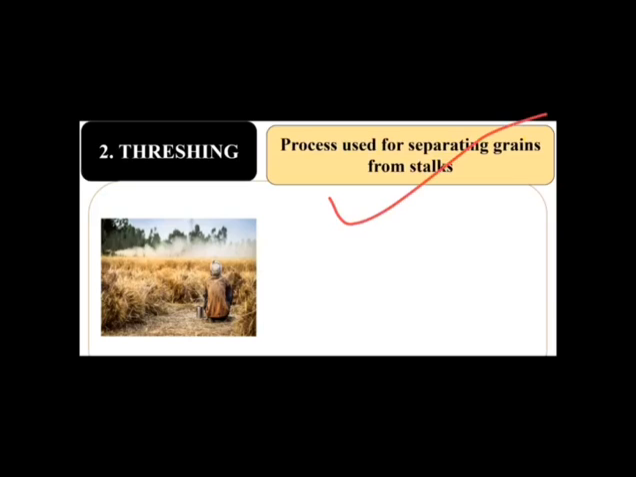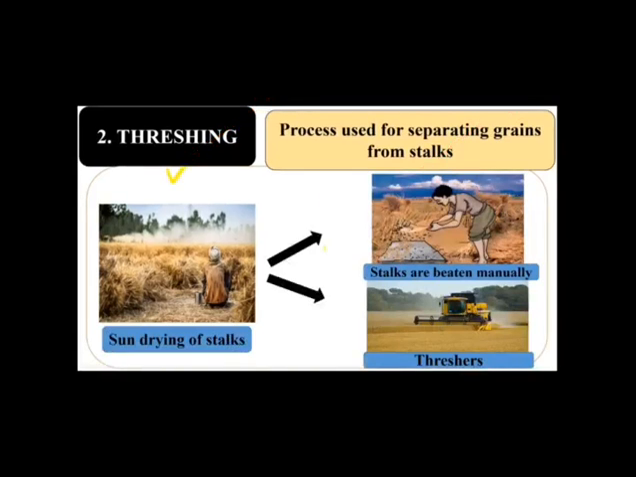So there are two processes by which these grains are separated from the stalks. First, the stalks are beaten manually. You can see here that the farmer is beating these stalks on the slab, that is a stone slab, to remove the grains from the stalks. And here you can see that the grains are separated from the stalks. They are falling down, right?